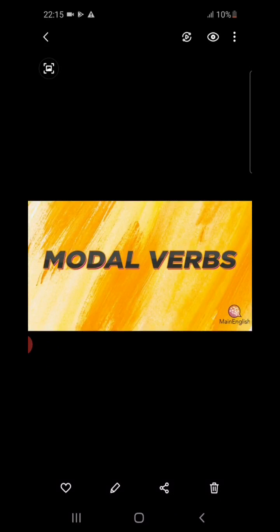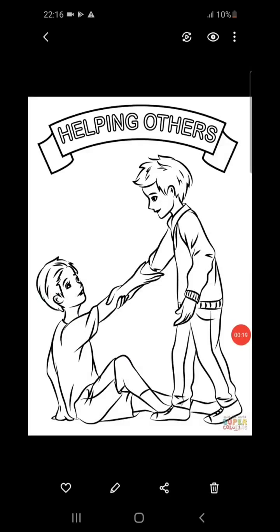Modal verbs. But before starting that, I would like you all to see this picture. What do you find? A person is helping another person. So, students, today we are going to start a lesson in which something is going to help something else.